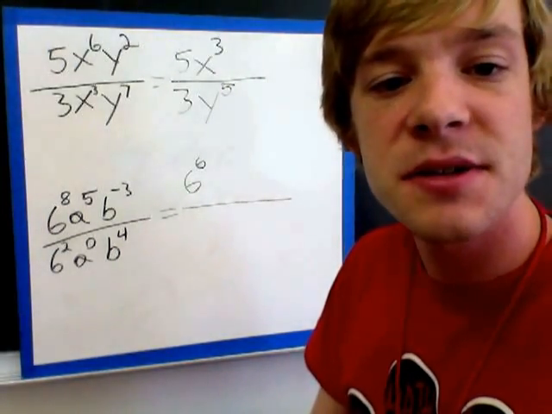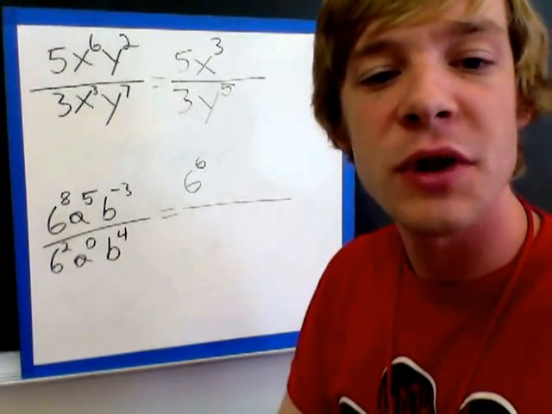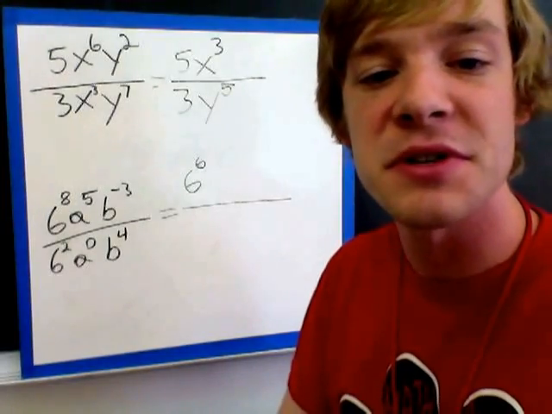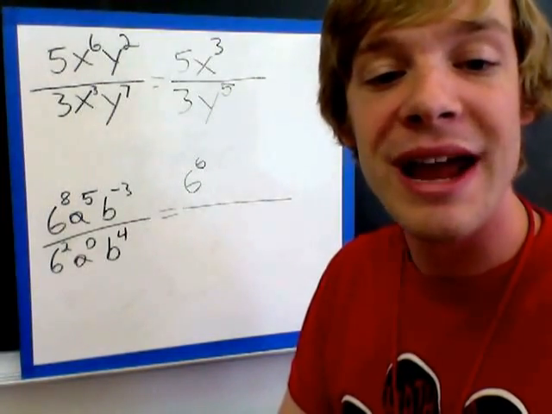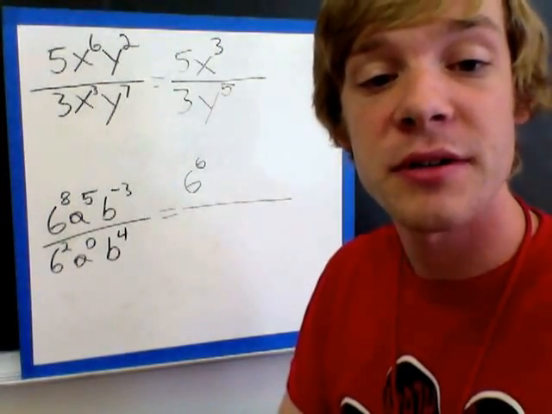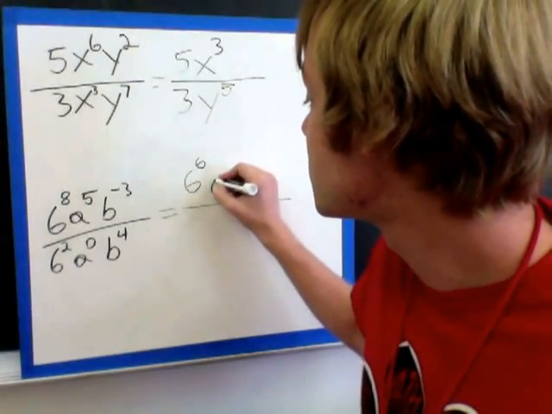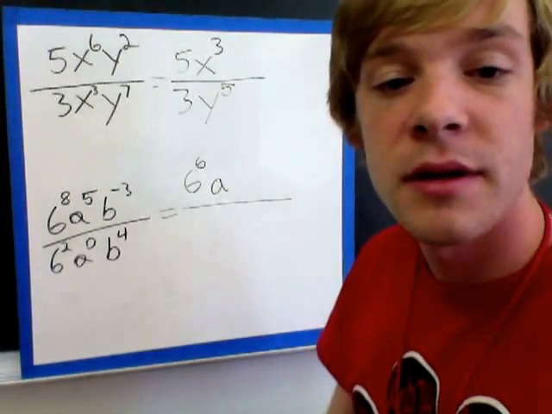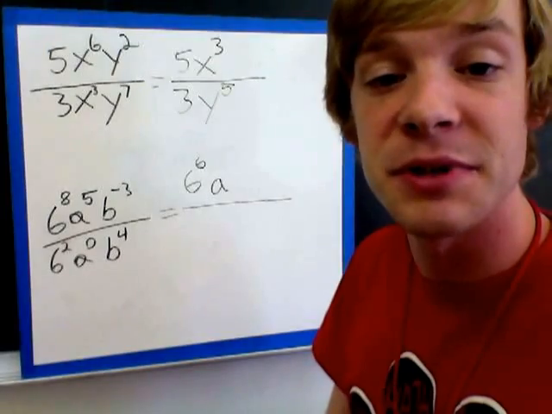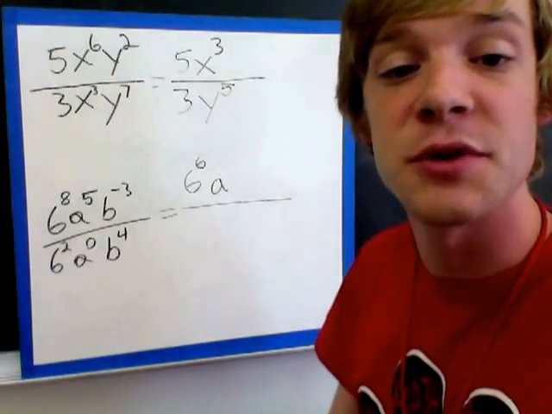With the a's, we have a to the 5th over a to the 0. Well, 5 is bigger than 0, so we know that our a is going to go in the numerator. And 5 minus 0 is simply just 5, so I have a to the 5th in the numerator.